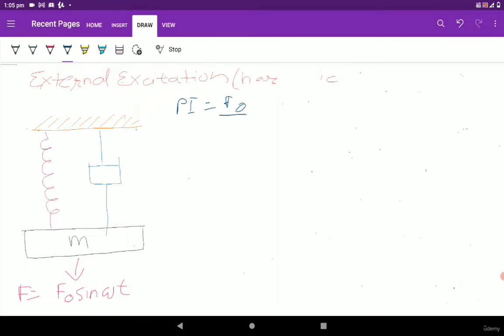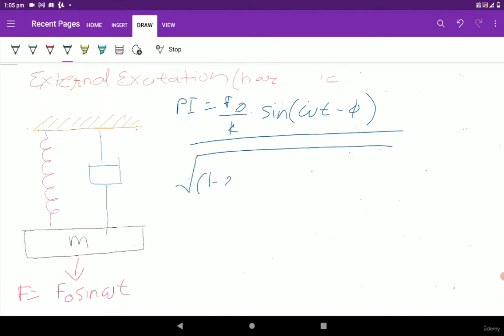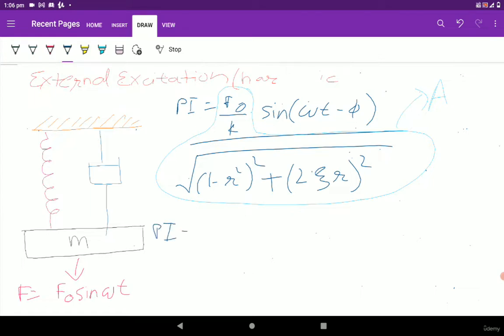f naught by k dot sin of omega t minus phi divided by under root of 1 minus r square whole square plus 2 zeta r whole square. We can substitute this term as A, so we can write the particular integral is equal to A dot sin of omega t minus phi.